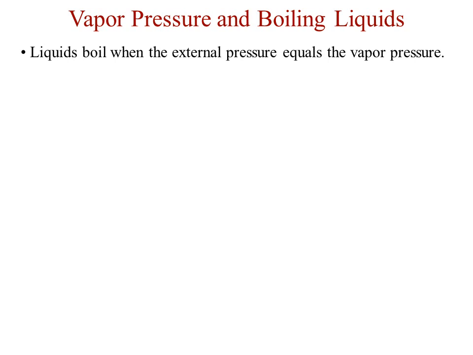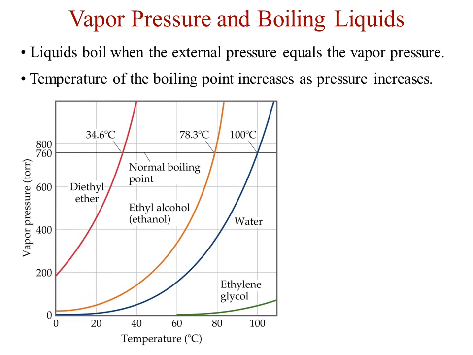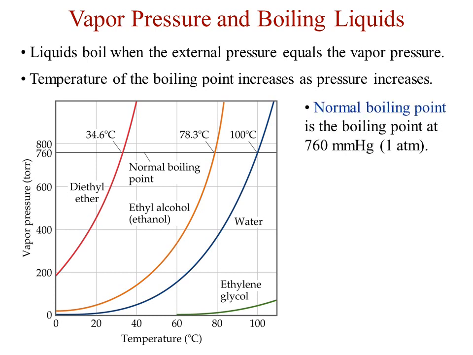Continuing with our topic of vapor pressure and boiling, we're going to look at how you can get a liquid to boil. Liquids will boil when the external pressure equals the vapor pressure. So the boiling point will increase if you increase the pressure. The normal boiling point for a substance is defined as the temperature at which it boils when the pressure is 760. That's the normal amount of pressure. So water will normally boil at 100 degrees Celsius.